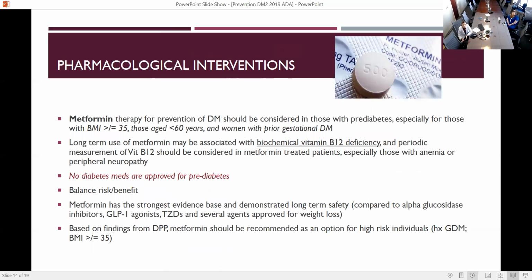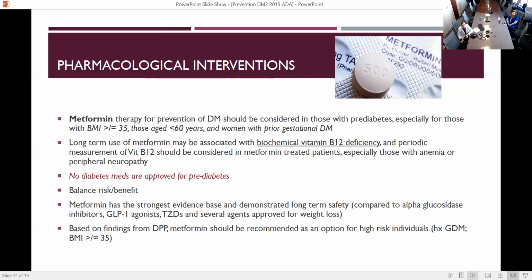Metformin therapy for the prevention of diabetes should be considered in those with prediabetes, especially those with a higher BMI, or less than 60, or women who've had gestational diabetes. It is not approved, though. It's all off-label use. As a nurse practitioner, we're not technically allowed to write off-label. Do we do it? Yes, under the doctor's supervision, of course, but it is something to consider.